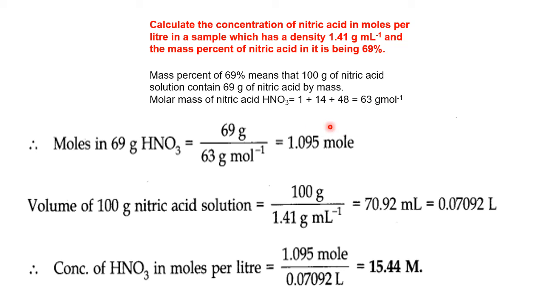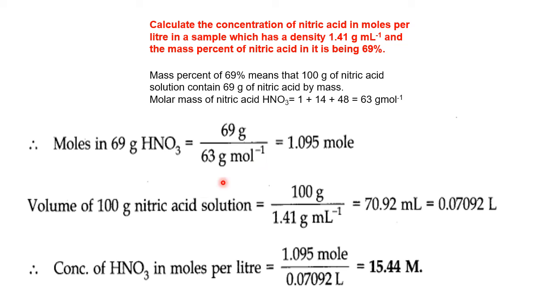Right? Okay. Now we will convert 69 gram into moles of nitric acid. How to calculate? Number of moles equals given mass by the molar mass. Given mass is 69. Molar mass is 63. So number of moles of HNO3 equals 69 by 63, that gives 1.095. That means 69 gram of nitric acid is 1.095 mole of nitric acid.